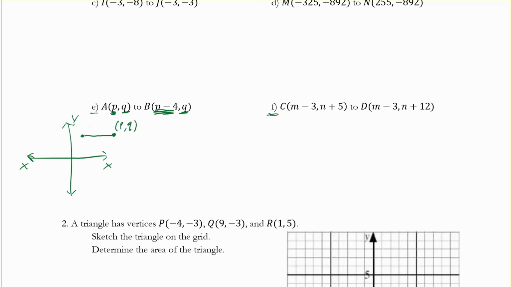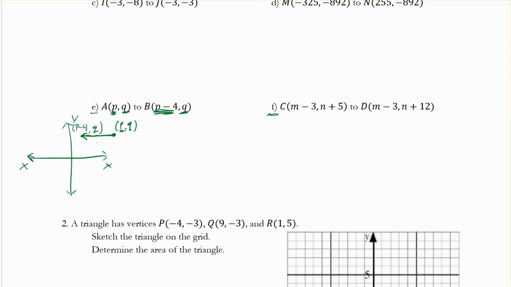So this will be P comma Q. And this point will be P minus 4. Oh, that was a bad way to write that. P minus 4 comma Q. Well, you can see that this point here, for as far as X is concerned, is P. And then this point is P minus 4. So this means this must be 4 this way. Right? It went back 4.